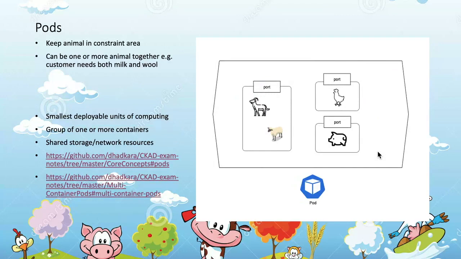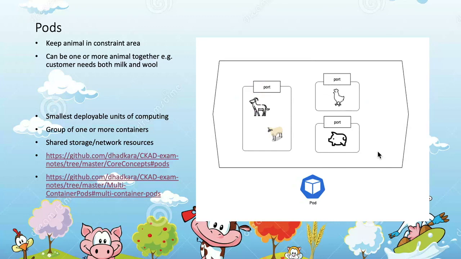Okay, let's deep dive into what exactly Kubernetes node components are. So now the smallest unit in Kubernetes is called pods. Basically, you want to keep your animals in a constrained area. And then there can be one or more animal, just like your pod can have one or more containers.